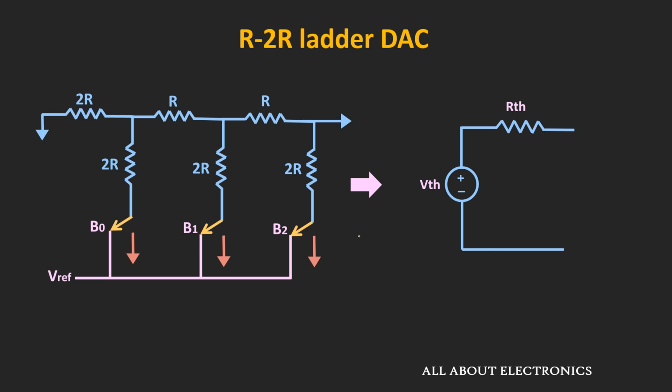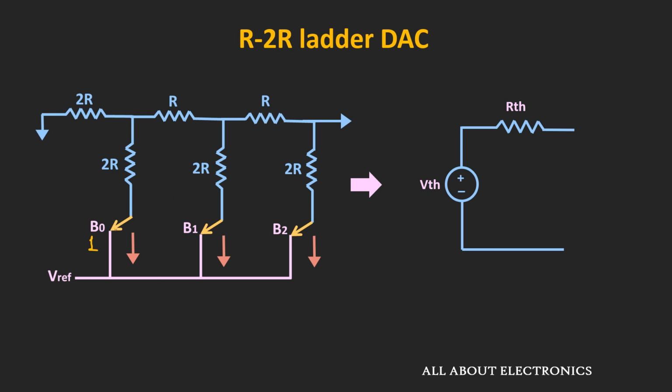So to find the Thevenin's equivalent voltage, we will consider one voltage source at a time, and then using the superposition theorem, we will find the overall output voltage. That means we will assume that at a time only one bit is 1 and only one switch is connected to the reference voltage, while the other switches are connected to the ground terminal. And considering that, we will find the Thevenin's equivalent voltage. And then by using the principle of superposition, that means by combining the individual outputs, we will find the overall output. So here we will find the output voltage for this 3-bit ladder network.